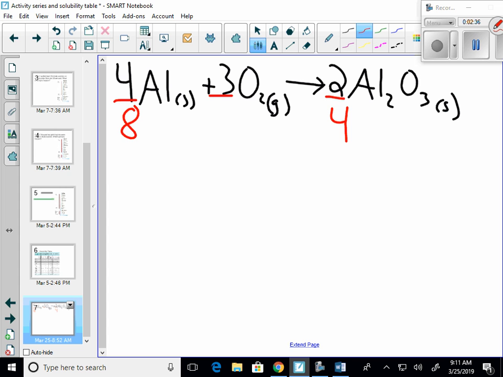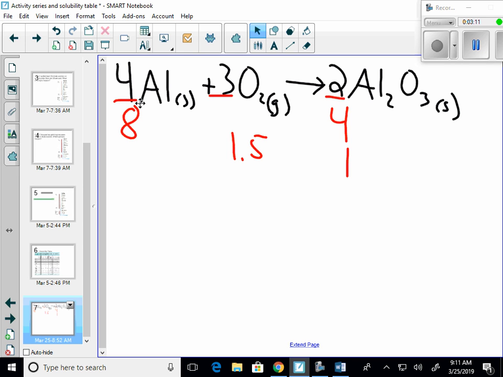Notice that this is twice as big as that. Same type of ratio holds true. Well, what if I wanted to make only 1 part aluminum oxide? How much oxygen would I need? Claire? 1.5? Just using the ratio, half as much? You need half as much. That ratio is what stoichiometry is all about. It's the balanced equation coefficient ratio.